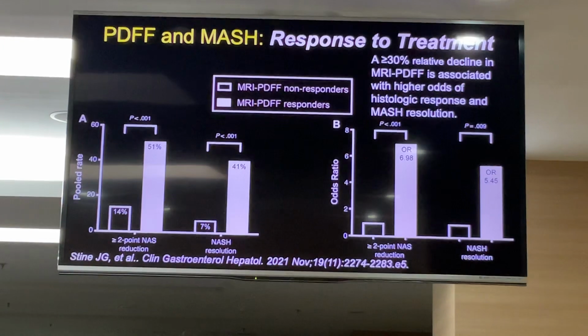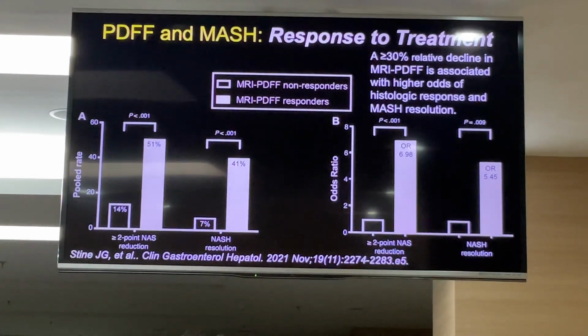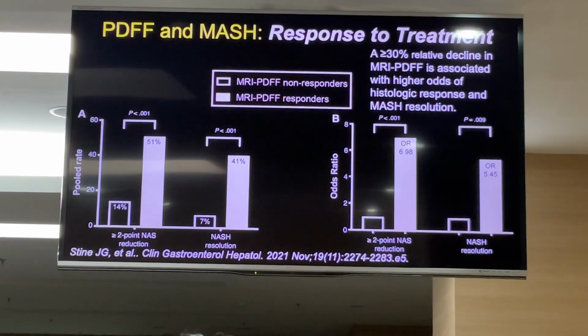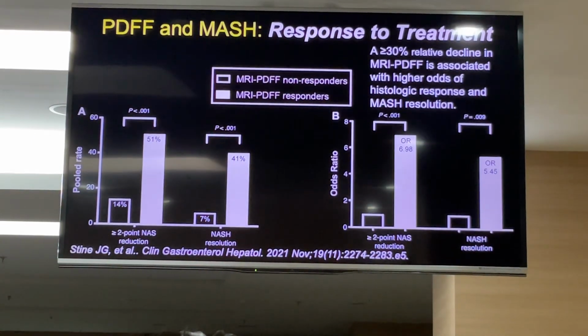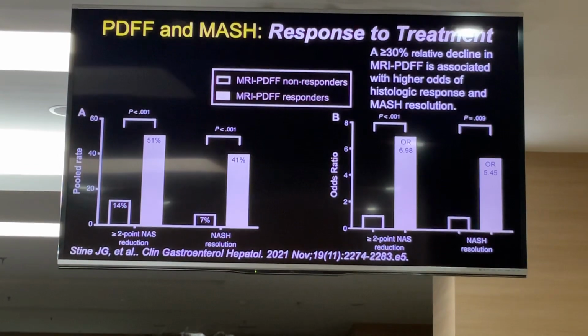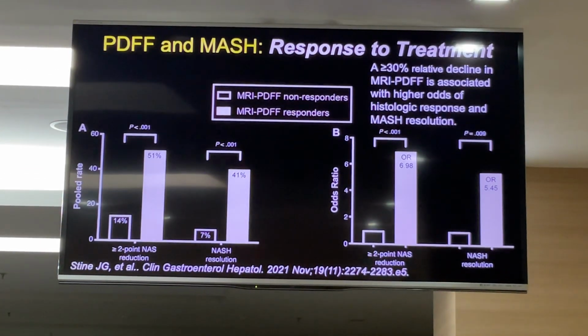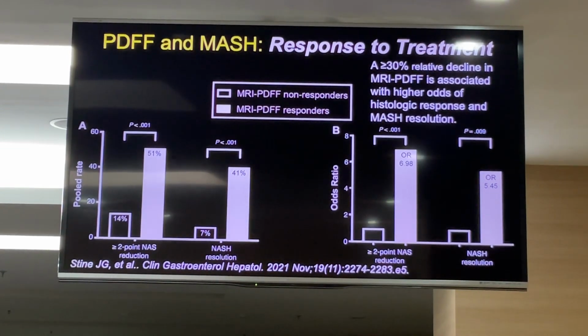So basically, those for whom the PDFF in the liver declined by 30% relative, so like if you're at 15% PDFF and you're down to 10%, that was pretty predictive of histologic response and NASH resolution, with odds ratios around 7 and 5.5 respectively. So pretty interesting that just change in fat is predictive of changes in the other histological features.